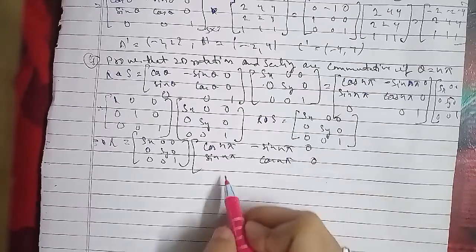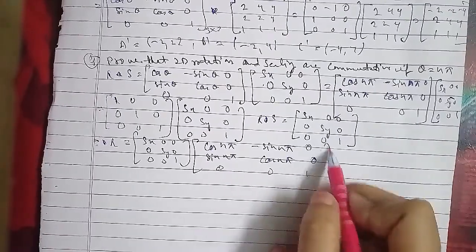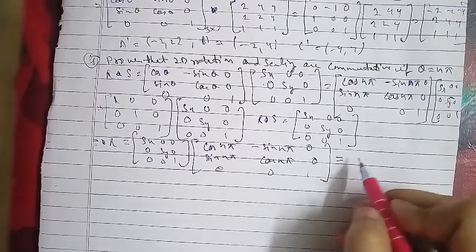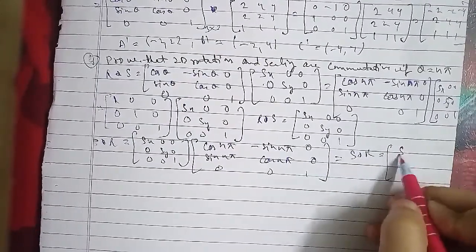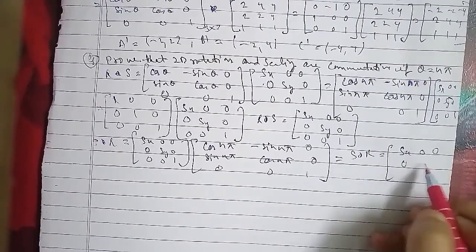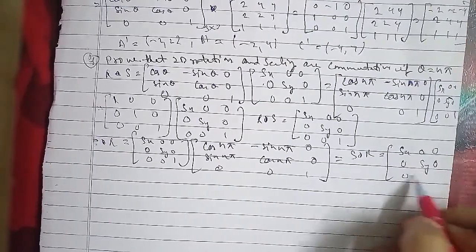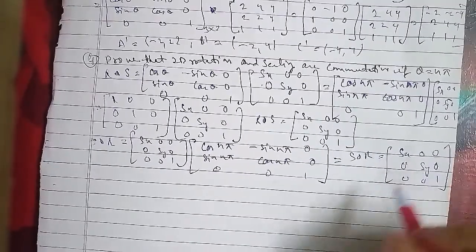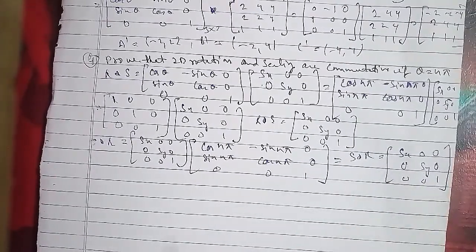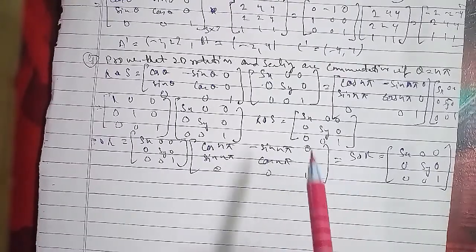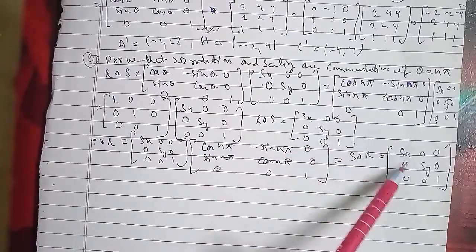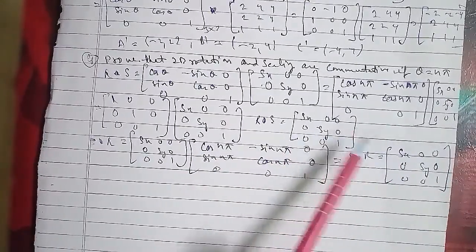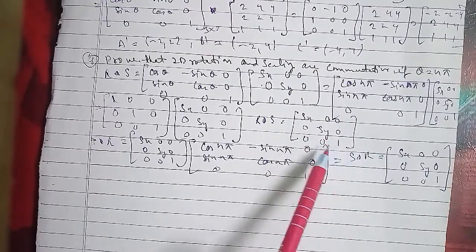Here we'll talk about S R, which equals Sx 0 0, 0 Sy 0, and 0 0 1. So that comes under equations 1 and 2, where equation 1 is for R into S and equation 2 is for S into R. As it is clear, 2D rotations and scaling are commutative for theta equals n pi, so R cross S and S cross R are equal. Hence proved what they had asked.